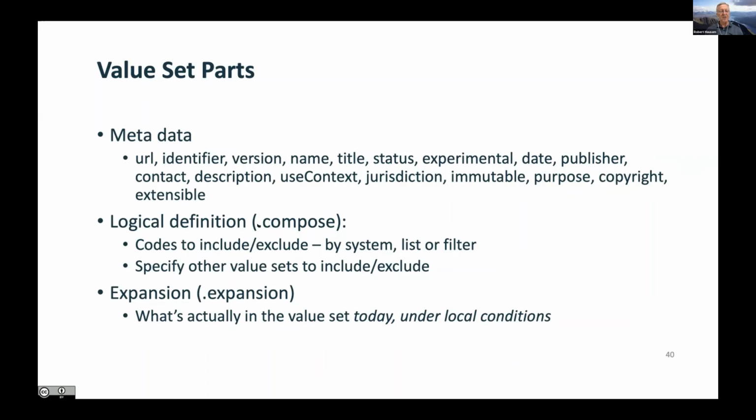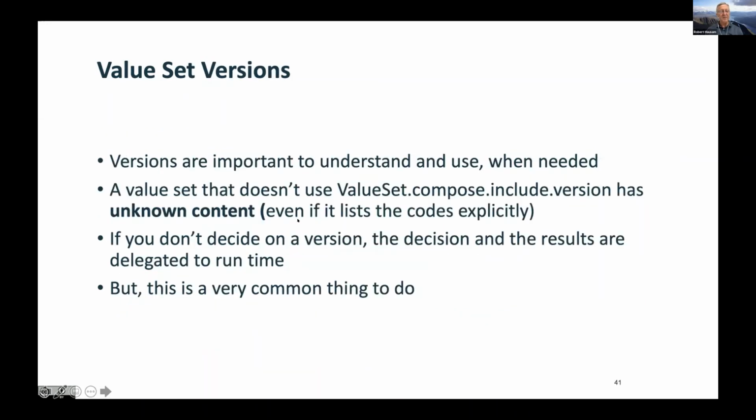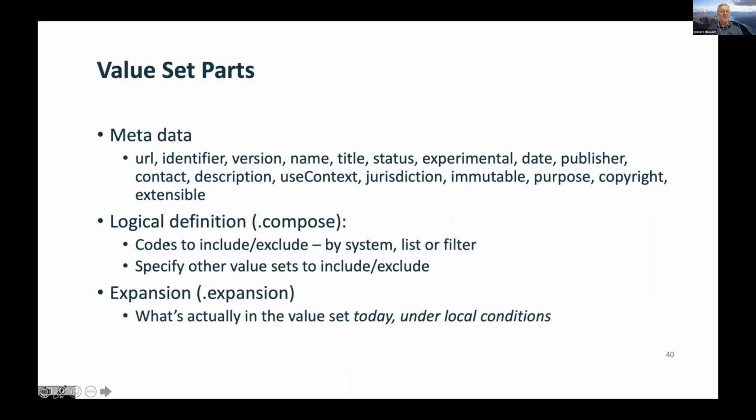Probably the most important part is the definition of it, which is in the compose element. That's the logical definition of what content is in the value set. It has the codes to include or exclude. That can be done by an entire code system. You can include a whole code system if that's appropriate, or you can list codes individually, or you can use filters to select certain codes out of a code system to include in your value set. And you can also include other value sets, or exclude all these things as well. Anything you can include, you can also exclude, and you can build up the set of concepts that you actually want for your particular purpose.